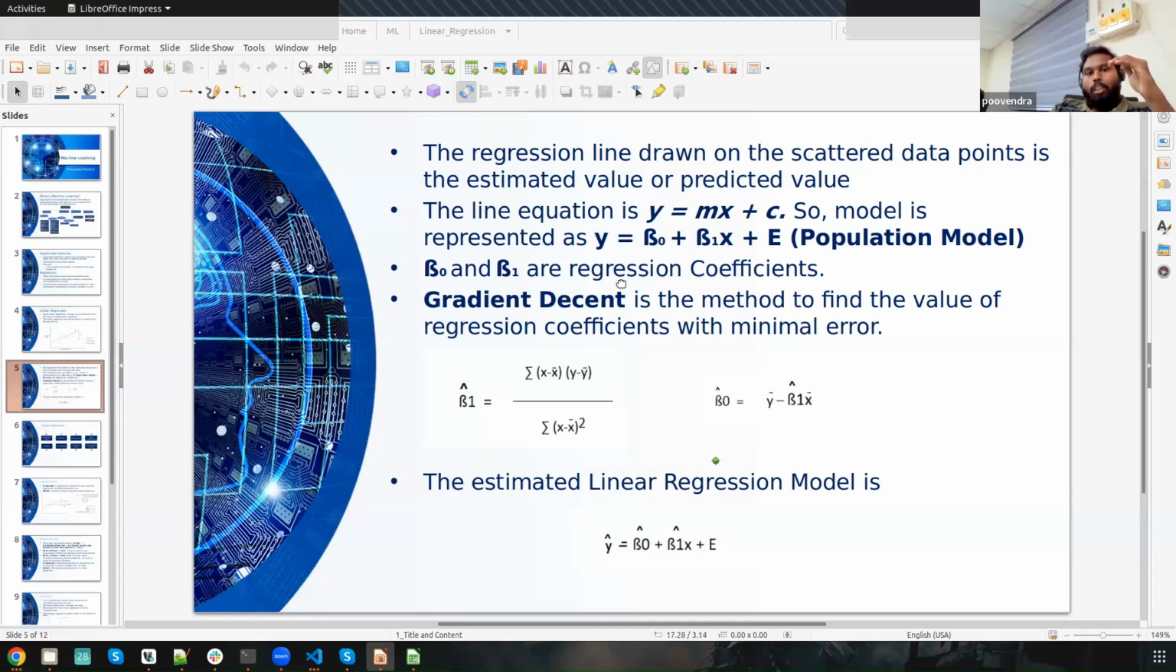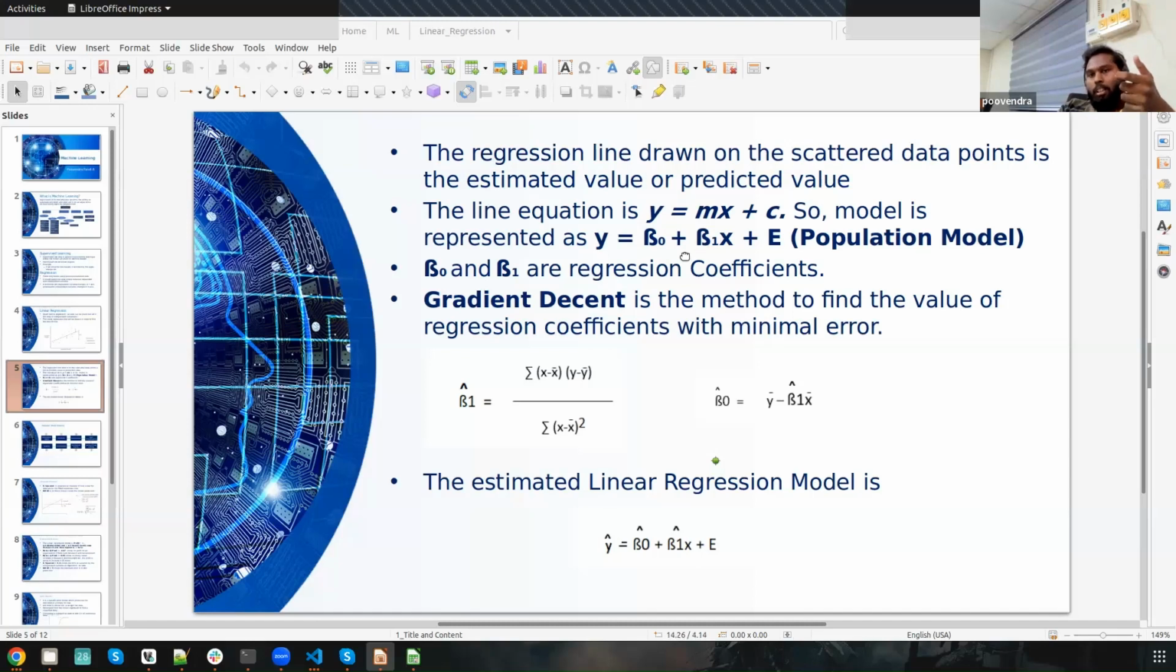Here, you are just plotting the data in the graph and trying to find the line. We all know the straight line equation, y equal to mx plus c. From this we are going to arrive at a model. So what is a model? We call it y equal to beta naught plus beta 1 x plus error.